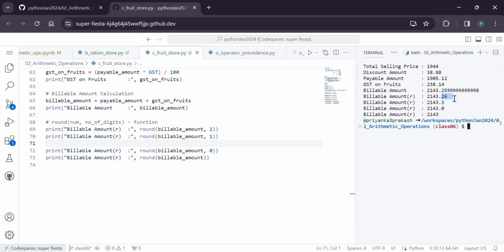Rounding is different from truncating, right? Truncating means you'll get 2 only. But rounding means if the decimal is 5 or greater, it will go to the next digit. This is all pure math. So that is rounding. And if I say 0, it is converting to 0 digits. And you see, it is less than 3. If it were greater than 3, it would have been done differently.